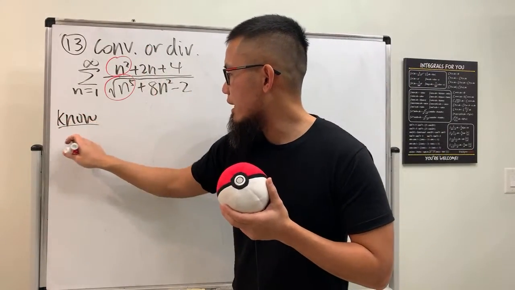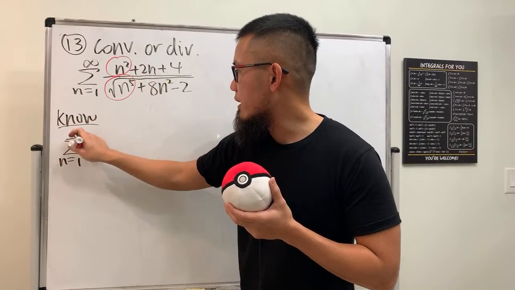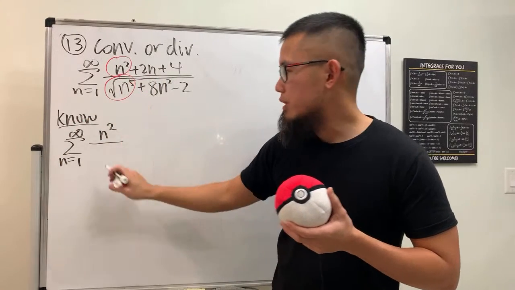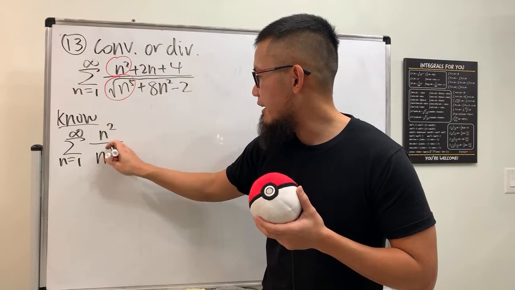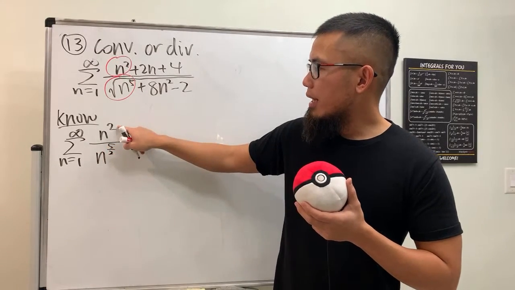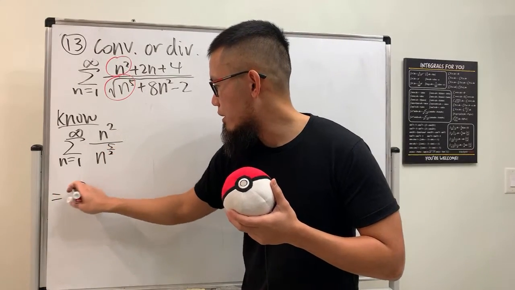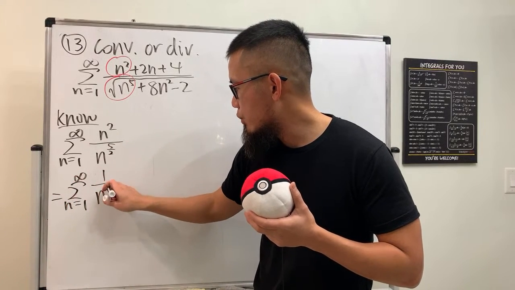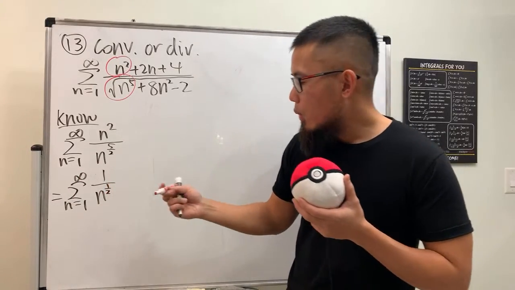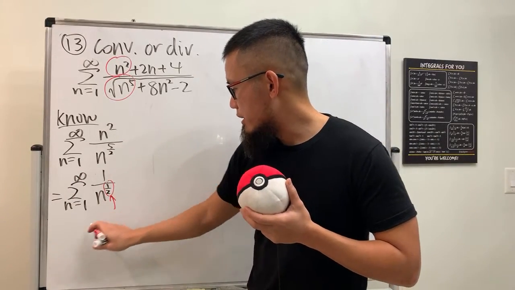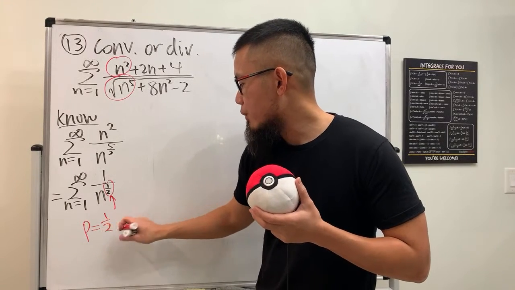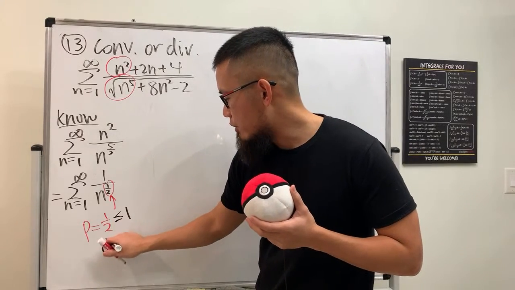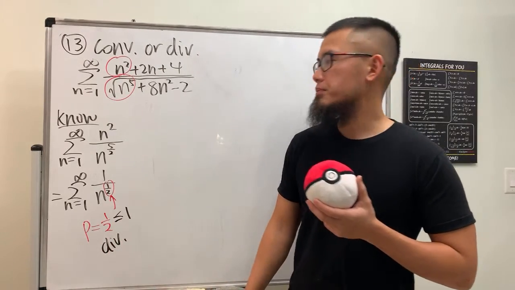In that case, we're looking at the series as n goes from 1 to infinity, and this is n squared over the square root of n to the 5, which is the same as n to the 5 over 2. Do this minus that, you can simplify the power. We get the series as n goes from 1 to infinity of 1 over n to the 1/2 power. Based on this, you see the p is 1/2, which is less than or equal to 1. This right here is a divergent p series.